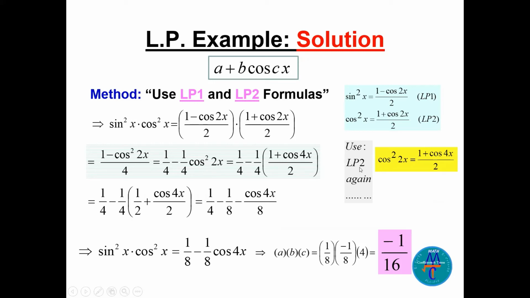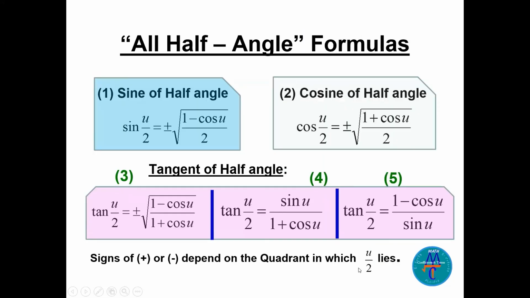You can use the lowering power LP2 again. Cosine squared of 2x will be 1 plus cosine of 4x, over 2. See, this is 2x becomes the double of 2x, 4x. And here we have 1x becomes 2x. And then when you multiply, you add the fractions, you will get 1 over 8 minus 1 over 8 cosine of 4x. So this is a is 1 over 8, b is minus 1 over 8, and c is 4. So when you multiply all these numbers, you will get minus 1 over 16.